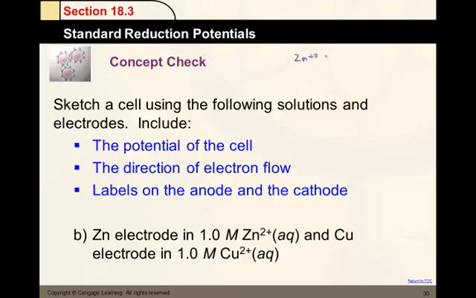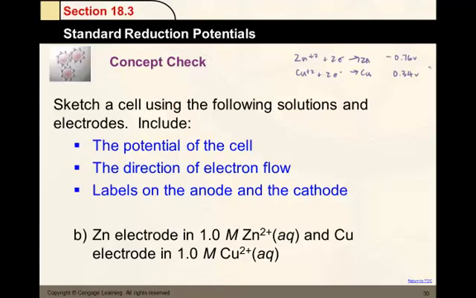So zinc plus 2 electrons yields zinc is what I'm going to be looking for. And I'm probably also going to find copper plus 2 electrons yields copper. I think I had that one, didn't I? Yes, I did. 0.34. Now zinc is negative 0.76. This is the voltage.